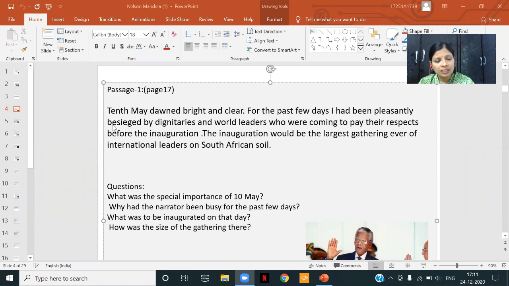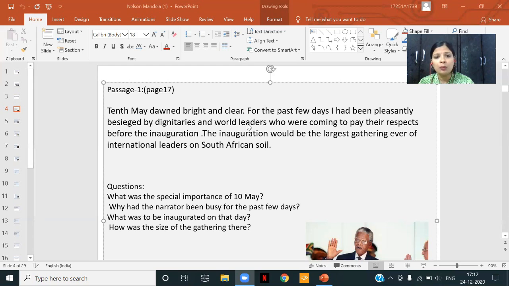So, this is in first person narration, that is, Nelson Mandela is talking to us, children. He says it was 10th of May and it dawned bright and clear. Dawn means it began, it was sunny, the climate was very bright and clear. And he says he was pleasantly besieged, means he was surrounded. Besieged means he was surrounded by dignitaries and world leaders. Dignitaries are the people occupying different important positions in different parts of the world.